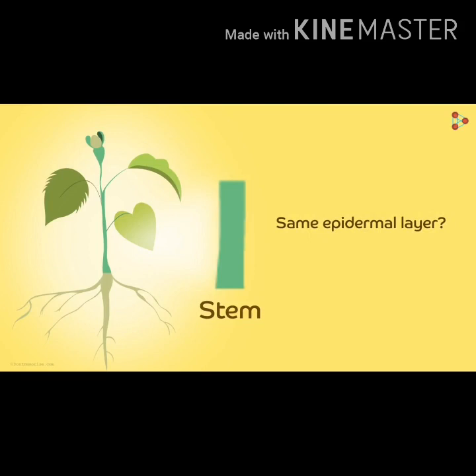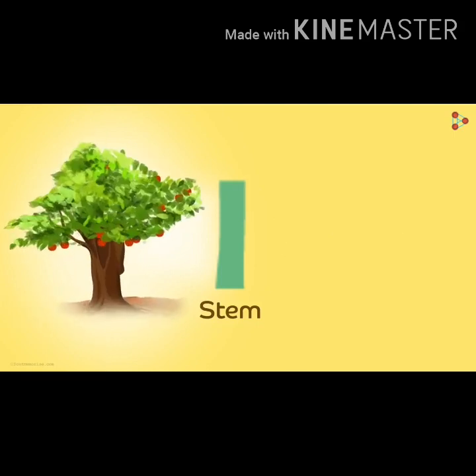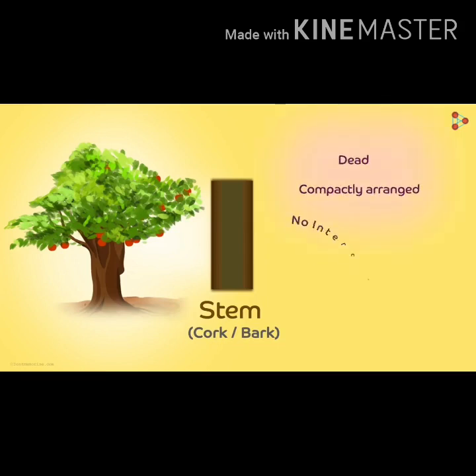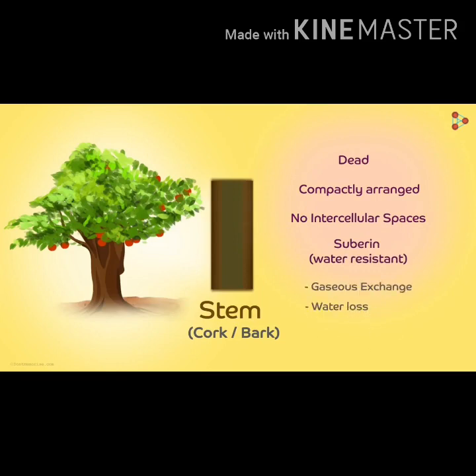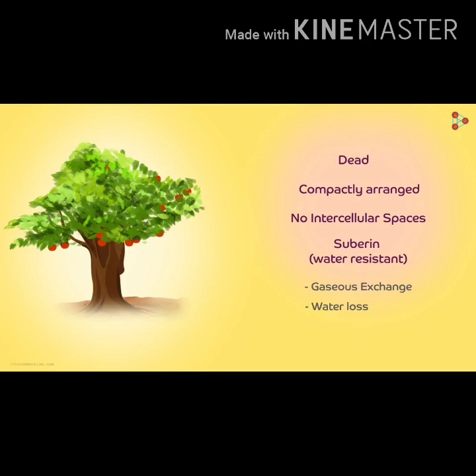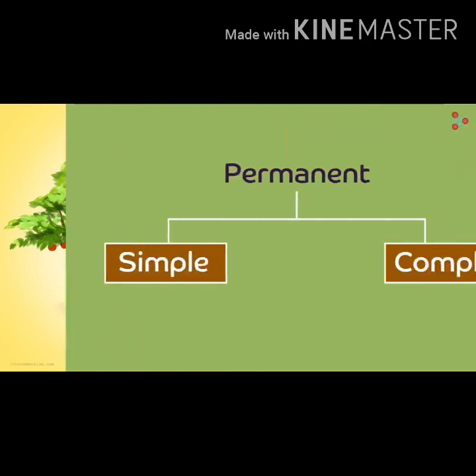Like the epidermal layer in the leaves and root, do stems also have this epidermal layer? No. As the plants grow older, these epidermal layers on the outer side of the plant are replaced by another tissue which is called cork, or we call it the bark. These are actually dead cells. They are compactly arranged and there are no intercellular spaces. There is a substance called suberin in them which is water resistant and also impervious to gas.